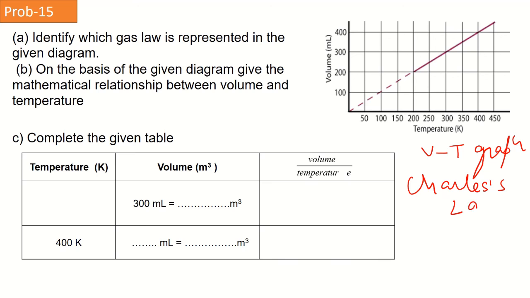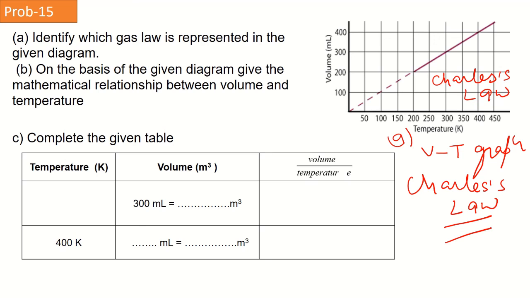The V-T graph is used for Charles's law. So this is the answer for part A. This is Charles's law. So this graph is for Charles's law, like this.